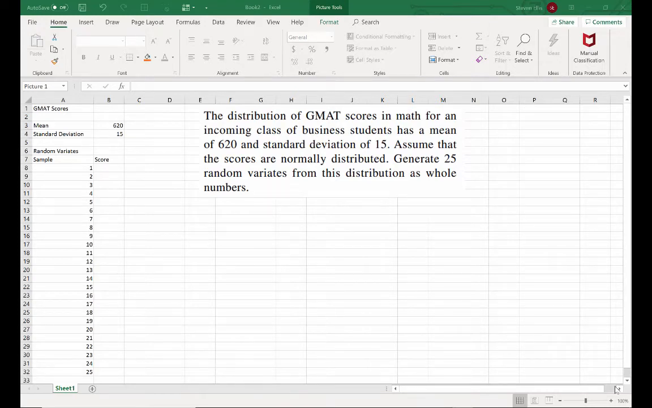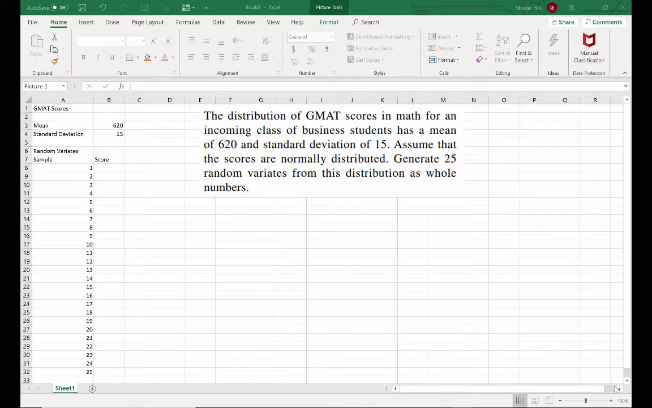This problem is a short one, and it basically wants to teach us how to generate random numbers using a normal distribution given a mean and a known standard deviation. And we're going to assume that we have to do that 25 times.